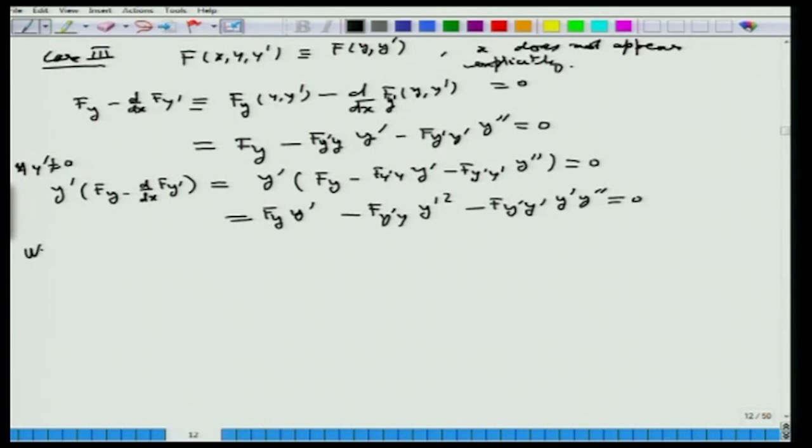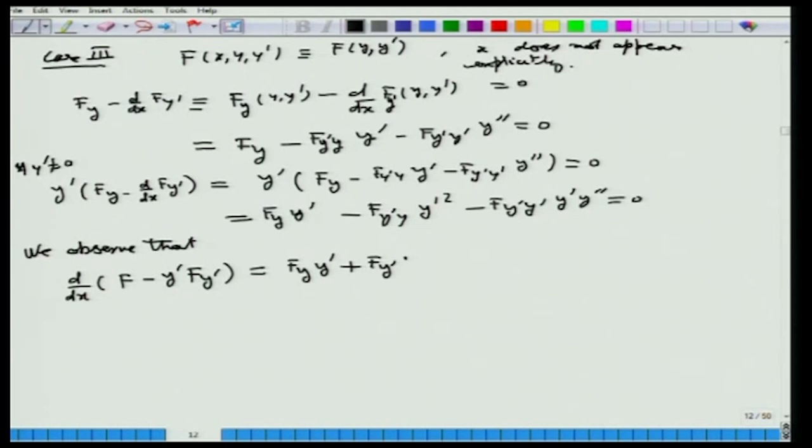Now we observe that d by dx of f minus y prime f_{y'} is, since f is a function of y and y prime, f_y y prime plus f_{y'} y double prime, and from the second term we subtract, so we get y double prime f_{y'}. Here we have differentiated y prime and taken it as a factor, and then the derivative of f_{y'} with respect to x totally.